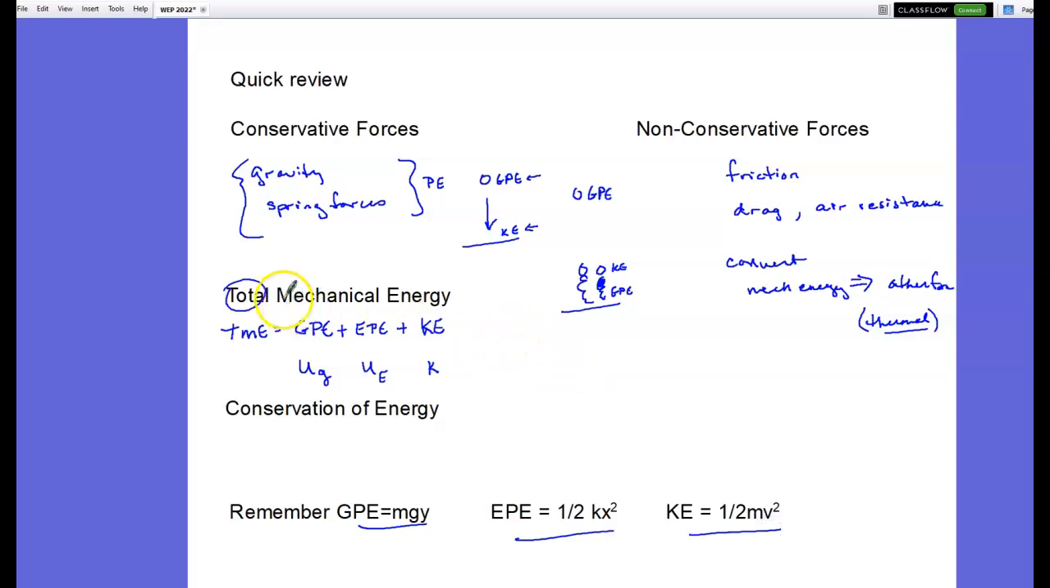When we say that total mechanical energy is conserved, we mean that this sum is constant. So conservation of energy means that throughout some process, the total mechanical energy is constant, is unchanged, does not increase, does not decrease, stays the same. Okie doke. All right, so that's our quick review.